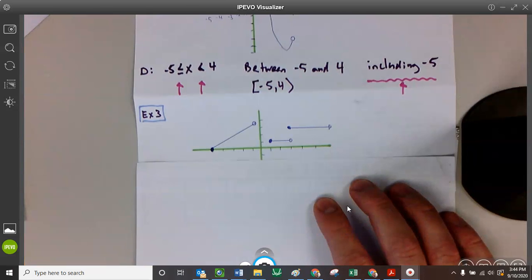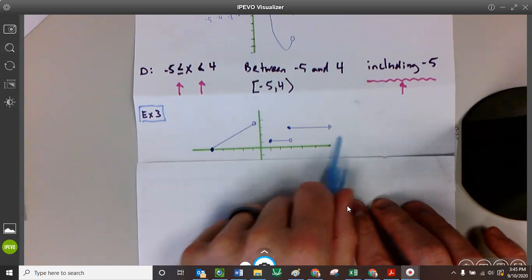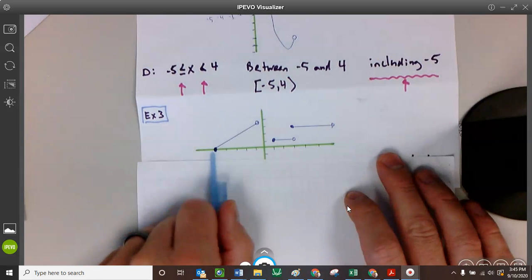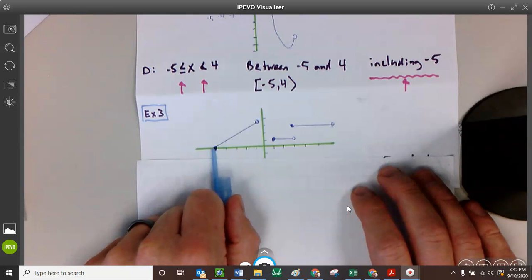Does it go to the left forever? Nope. Does it go to the right forever? Yes. Are there any gaps? Yes. Okay, this one is a little bit tougher. So we're talking left and right. What's the furthest left I can go and still have graph? Right here. This is as far left as I can go. 1, 2, 3, 4. -5 is where it starts.